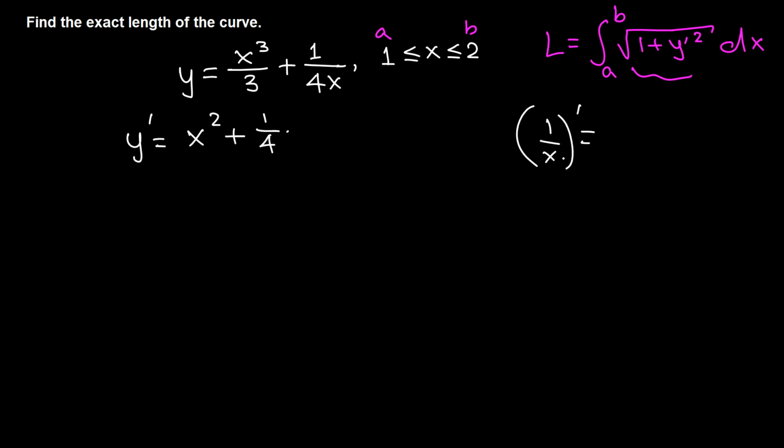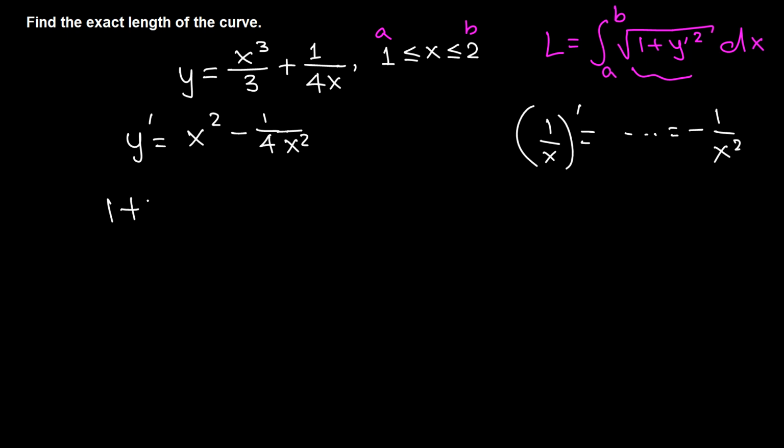You can use the quotient rule, or 1 over x is the same as x raised to negative 1. Either way, the derivative is negative 1 over x squared. So 1 over 4 times negative 1 over x squared, so that negative I can put here, negative 1 over x squared. So negative 1 over 4x squared. That's y prime, and we need to square it and add 1.